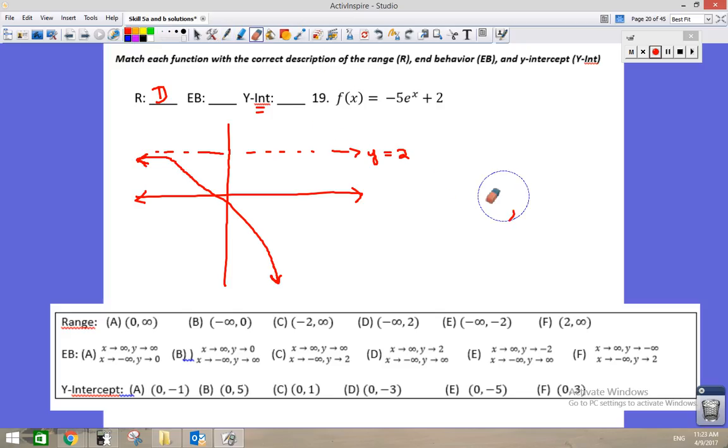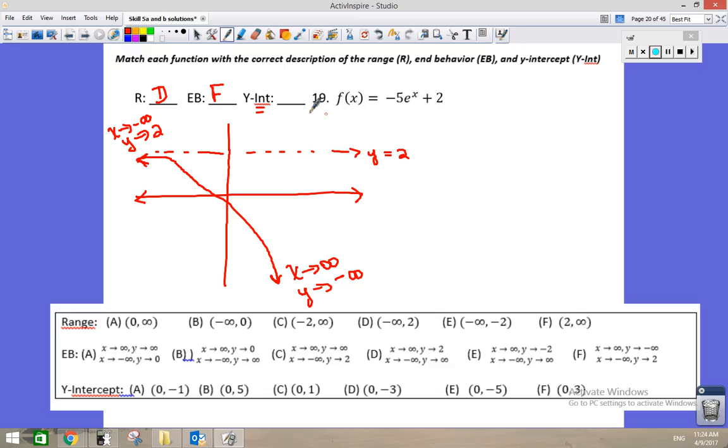Our end behavior on the left here, when x is going to negative infinity, as you move to the left, the y values are approaching positive 2. As you move to the right, the y values are going down really rapidly to negative infinity. So let's see what we have here. As x is approaching positive infinity, y is negative infinity. As x is going to negative infinity, y is equal to 2. That's choice F.